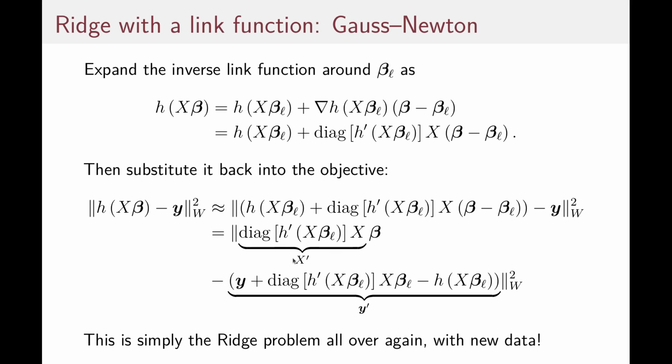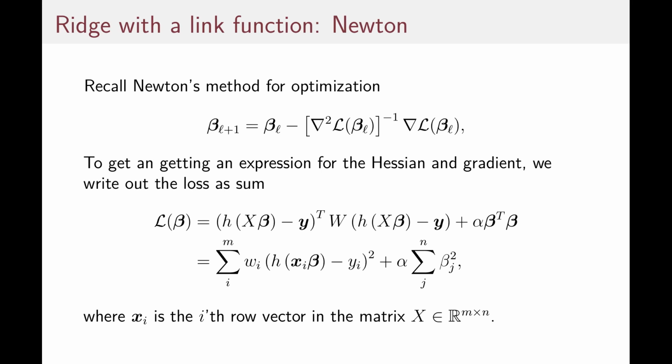So you get x prime, a new matrix here, that's a diagonal matrix times x, and you get this y prime, this vector, that's this part. And then this is just a ridge problem. So we know how to solve ridge, we've seen that before. So if you know how to solve ridge, you can actually just iteratively solve ridge problems. You start out with some beta L, you solve this ridge problem, get a new beta L, and you plug that in and you solve it again. Typically, a few iterations of this will converge and give you good results.